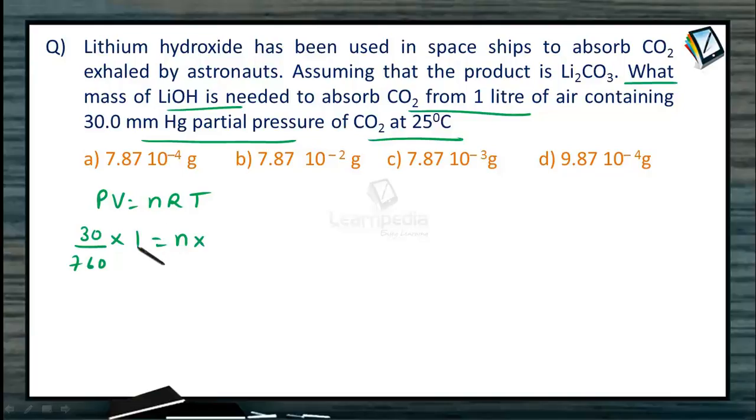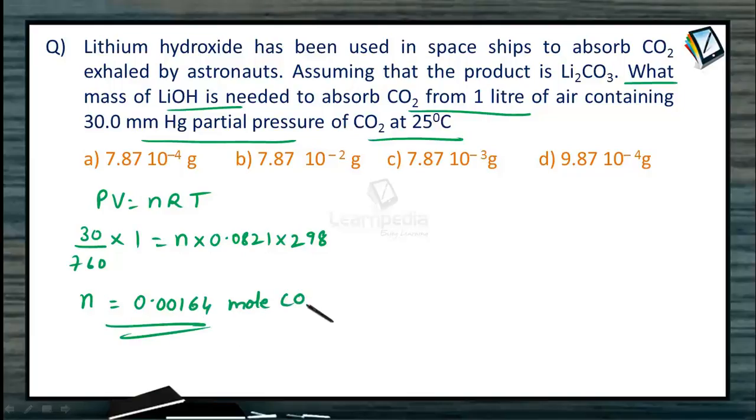As the volume is in liters and the pressure is in atmospheres, the R value is 0.0821 liter atmosphere per Kelvin mole. The temperature is 25 plus 273, that is 298. After rearranging, when you solve this, finally you will get the number of moles as 0.00164.